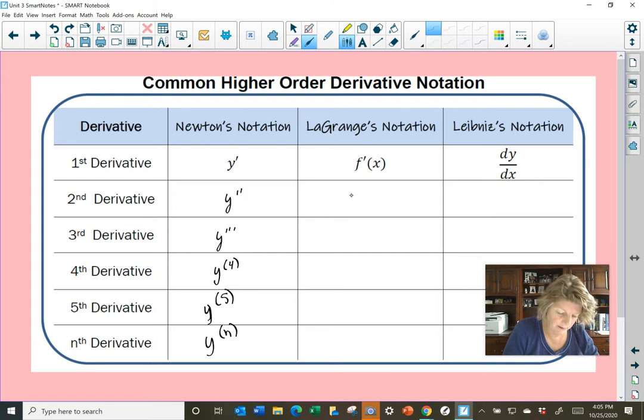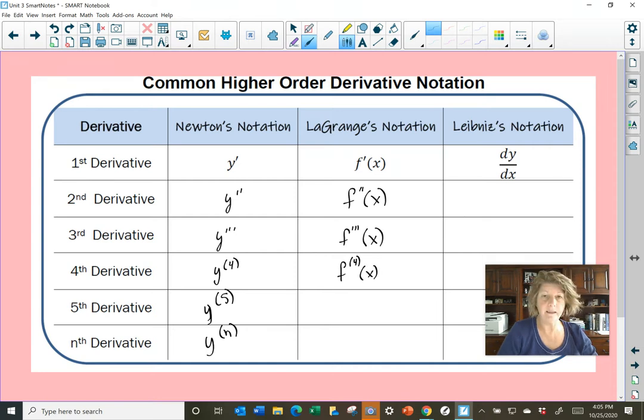Lagrange's notation, his second derivative also could use these tick marks. Third derivative, if you'd rather for the third, you could put it in parentheses. f of the fourth in parentheses, that's the fourth derivative. Fifth derivative with parentheses of x. Nth derivative of x. We will use these heavily in Calc 2 as well.